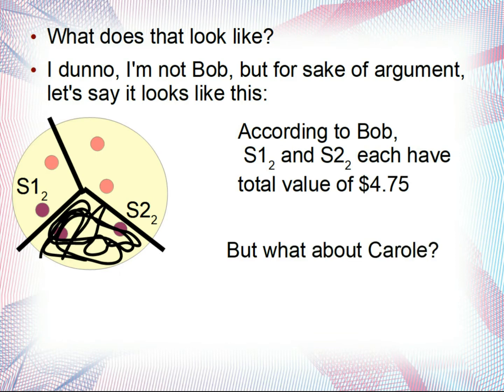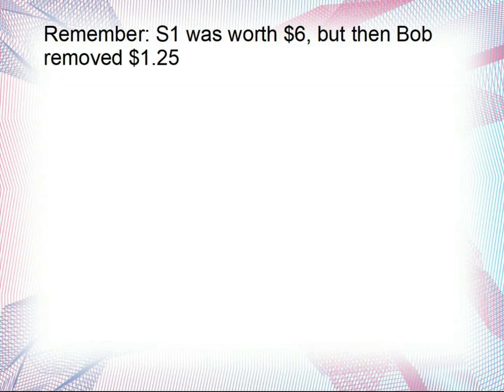But now Carol gets to look at the 2 of them, evaluate them, and take the piece that she wants. So how can we figure out how Carol values these slices? Well, very carefully. This gets a little bit tricky, so take it slow and pay attention. Slice 1 was worth $6, but then Bob removed $1.25 worth of cake from slice number 1.